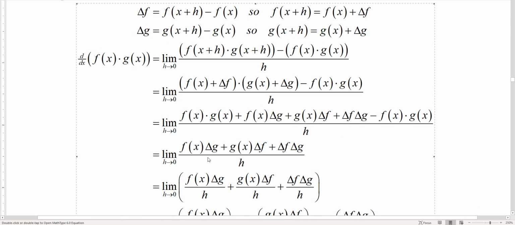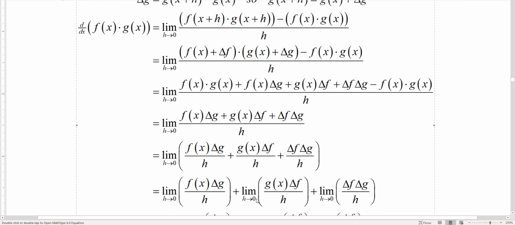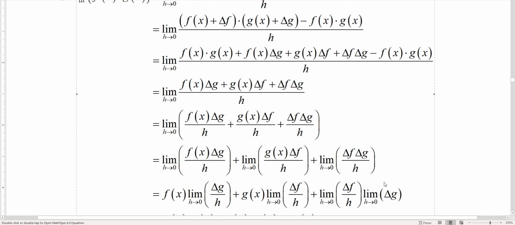All right, now I'm going to distribute the h into each part of these. So each of these is over h and make 3 fractions out of it, and then 3 limits. Okay, so we use one of our limit laws. So provided these 3 limits exist, that's going to work out. The f of x doesn't have anything to do with h, so it can be brought out front of the limit sign. Similarly, the g of x can be brought out front. And I want to think of this as the product of 2 limits. Leave the delta f over h here and the delta g over h here.